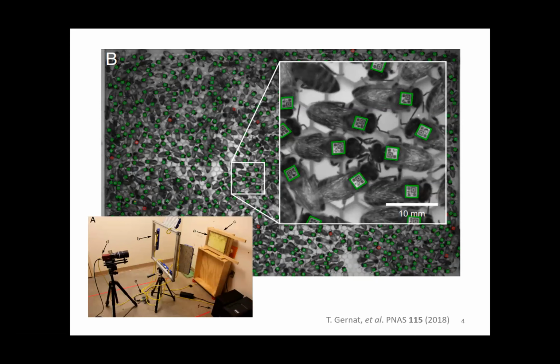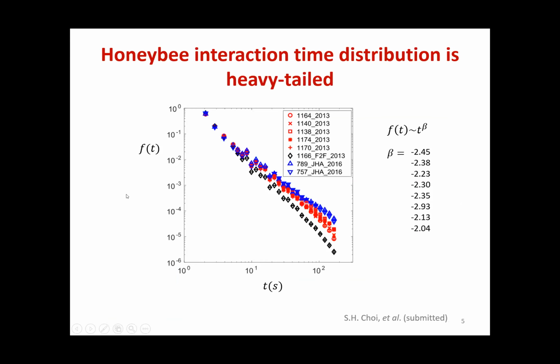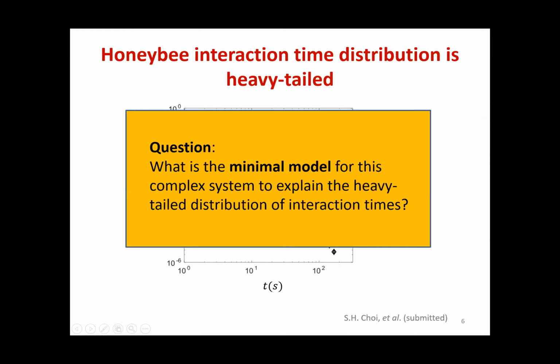My collaborators put the honeybees in this two-dimensional observation hive and tracked their interaction using the high-resolution camera shown here. If we plot the distribution of the trophallaxis duration, or the interaction time, in log-log scale, shown here, you can see that for all the colonies we measured, the interaction time distribution is power law distributed. Obviously, biological systems are very complex, but we wanted to come up with the minimum model to explain why you would see a power law interaction time distribution.